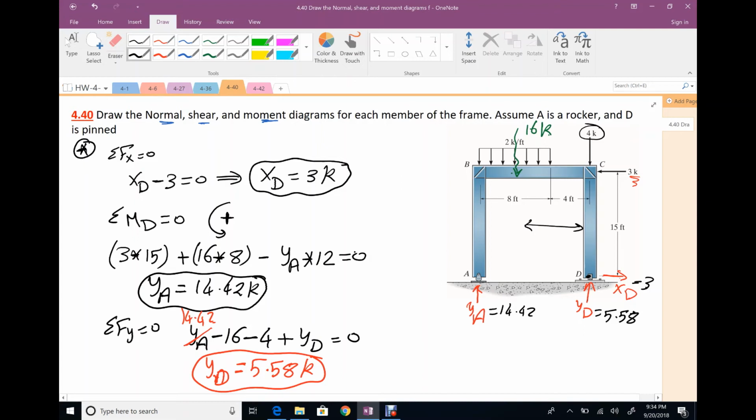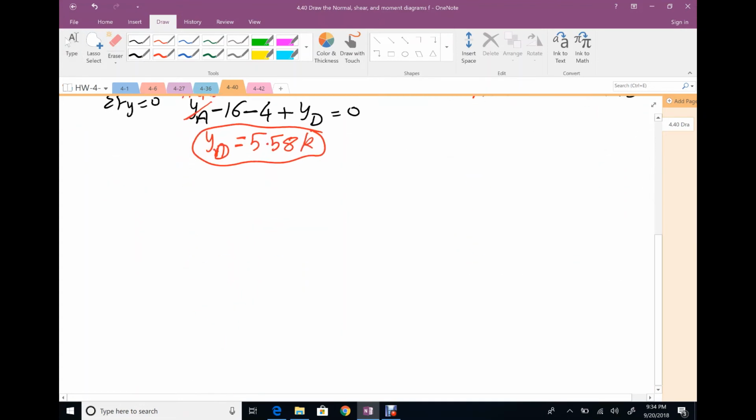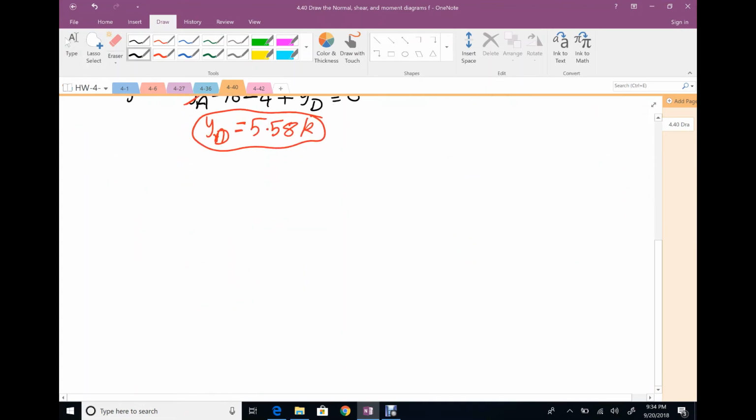Second step, actually, I'm going to divide this frame into members. This connection is a rigid connection, and that connection is a rigid connection. So the vertical member looks like this, the horizontal member looks like this, and the other vertical member looks like this. Remember, we have one reaction here, 14.42. We have two reactions here, one vertical, 5.58, and one horizontal, which is 3 kip.